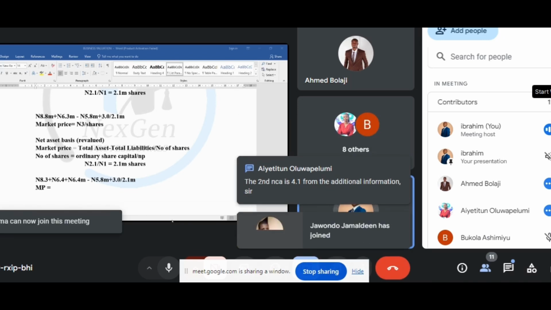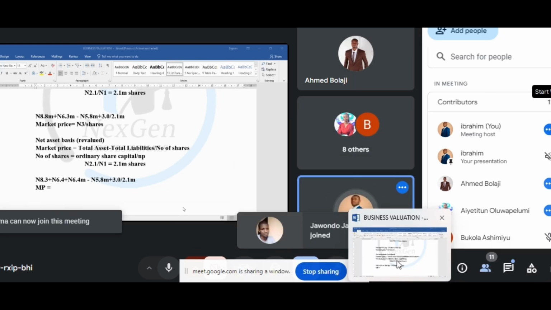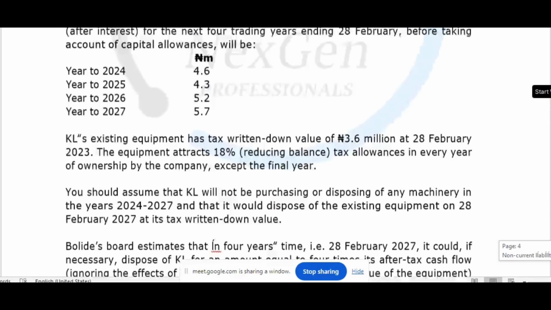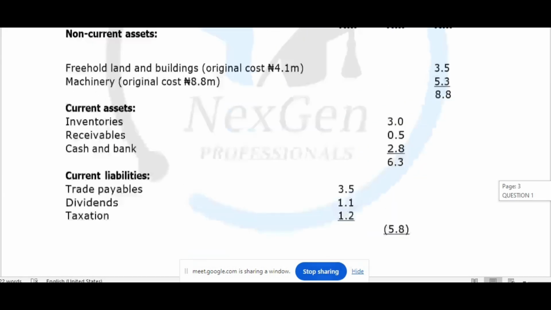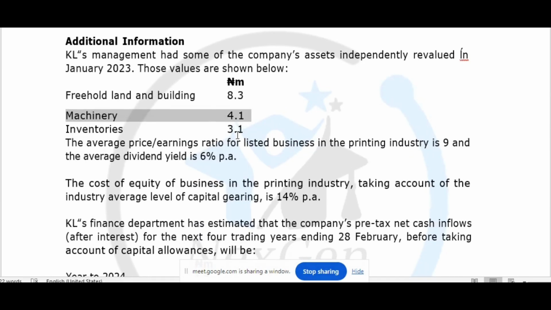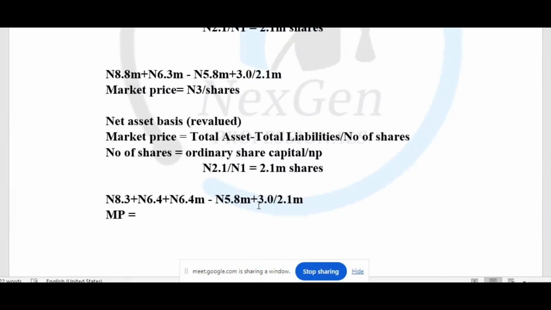The second non-current asset is 4.4 from the additional information. Okay, let's go back. Freehold is 8.3, class. The machinery is 4.1. Are we together? So freehold is 8.3 and machinery is 4.1.